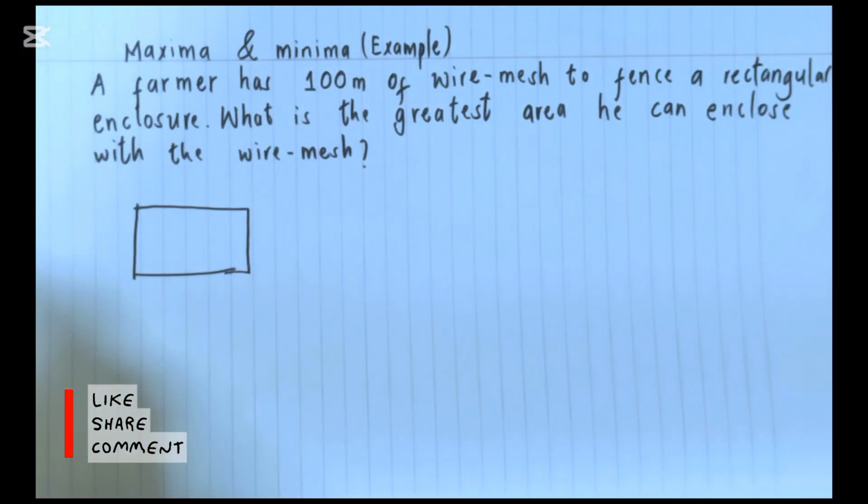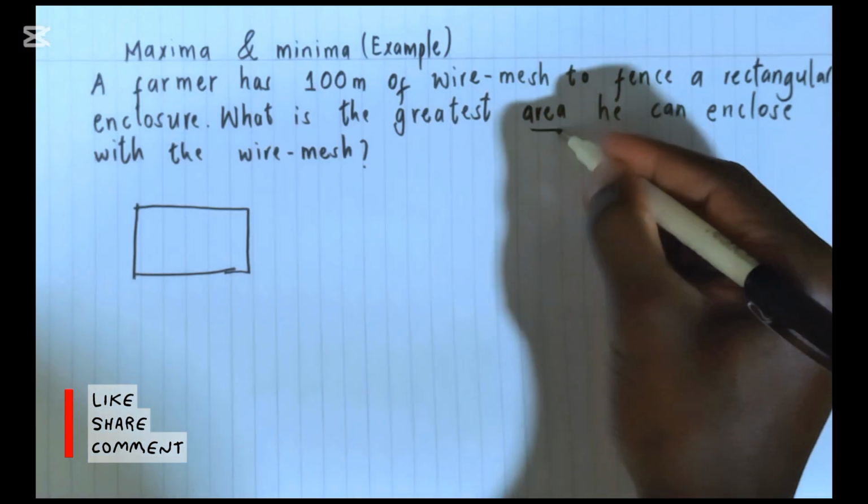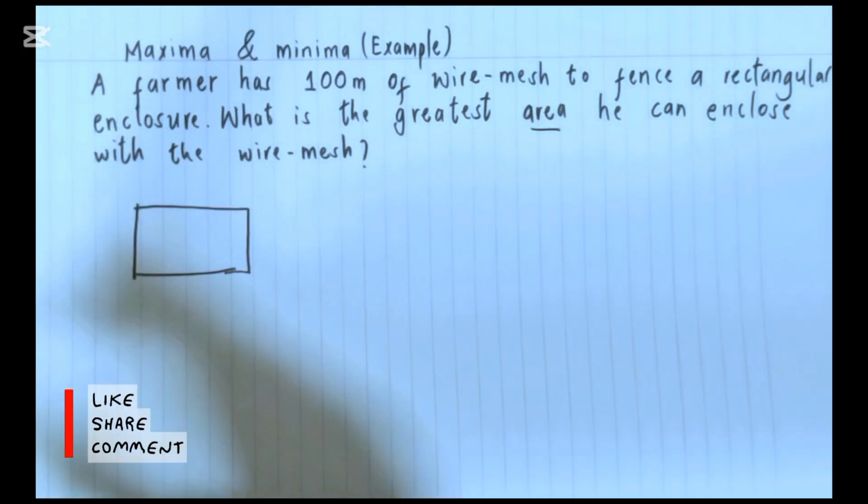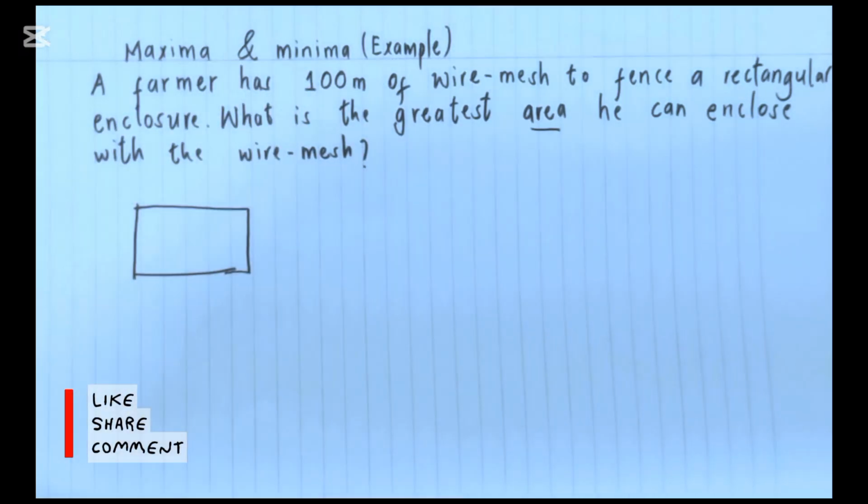So the question basically is, what is the greatest area? And the keyword there is area. What is the greatest area he can enclose with the wire mesh? What is the greatest area that this farmer can actually enclose with the wire mesh given this rectangular piece of land? So basically what we are going to do, we are going to first of all try and express this piece of land using a function.